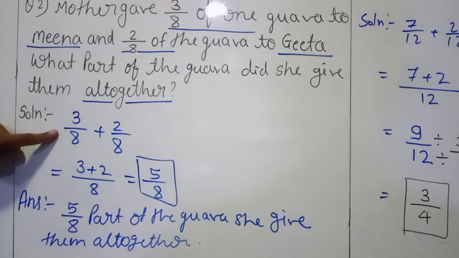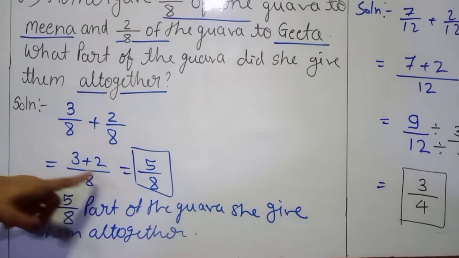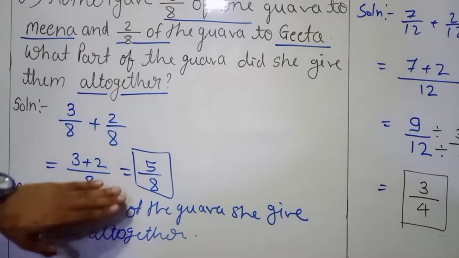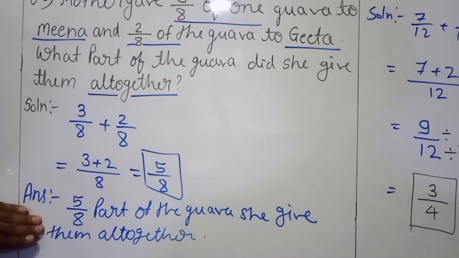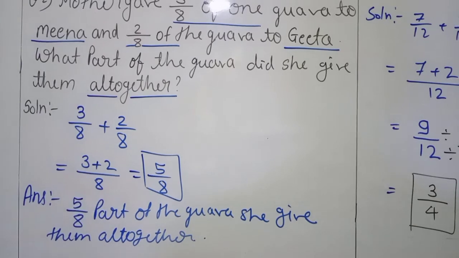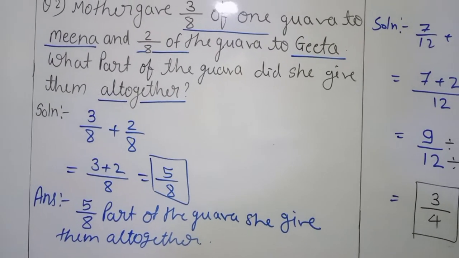Once again, we are adding these two. What we did in the numerical sum: 3 plus 2 upon 8 is equal to 5 upon 8. There is no possibility to do the cancellation. So that will become the answer, and we write it in the answer form: 5 upon 8 part of the guava she gave them all together. Come to the next sum.